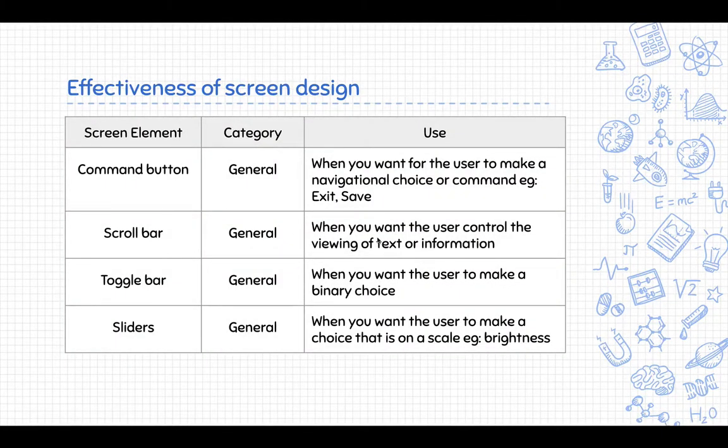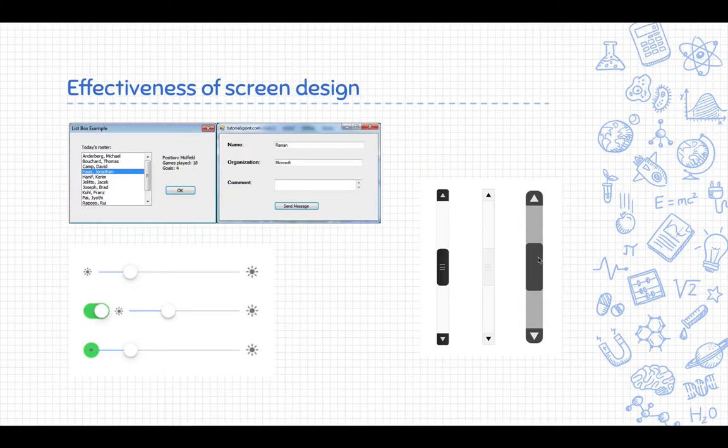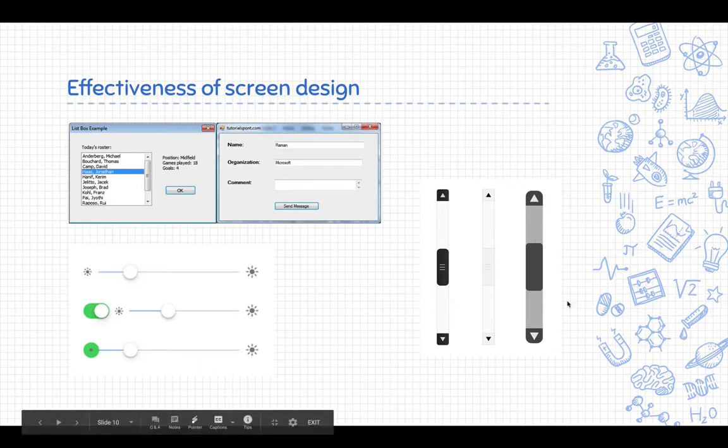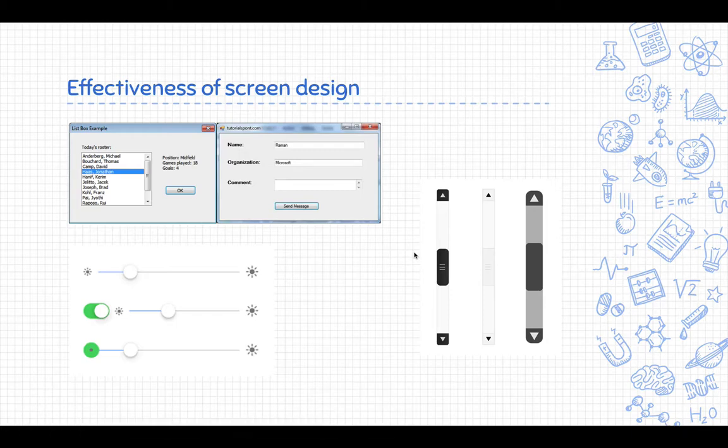The next one is the scroll bar, and it's when you want the user to control the viewing of information. So this here, scroll bar. I can scroll up, I can scroll down. I'm not putting any text or data in, but they're really important. It's important to use scroll bars as a screen element in your design, particularly when you have a lot of information and you want the user to be able to control where exactly they're viewing it.